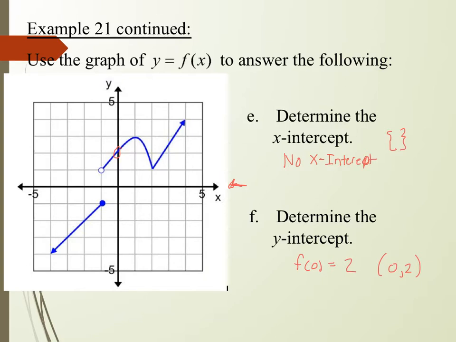Is there a y-intercept? Well, yeah. Where does the function cross the y-axis? It's there at 2. There's where the y-intercept is, and it's at (0, 2).